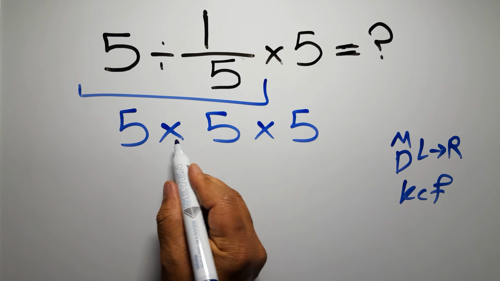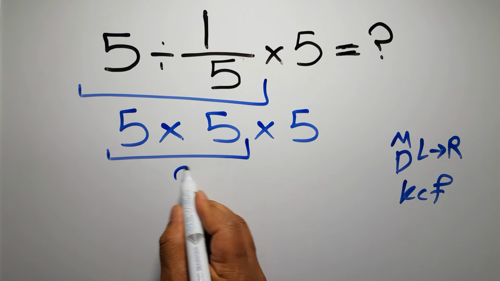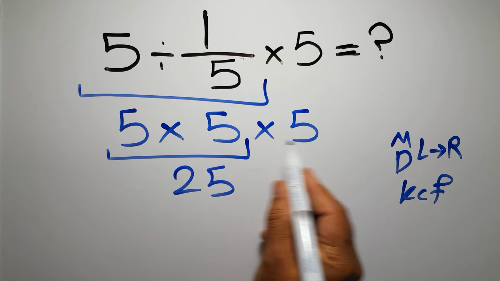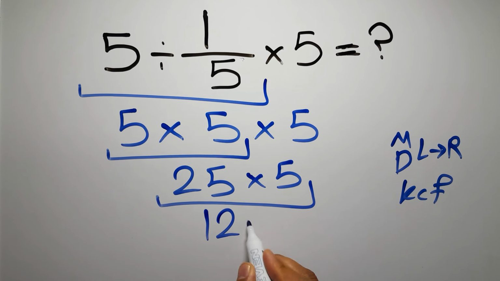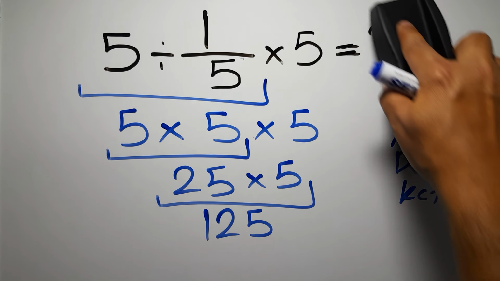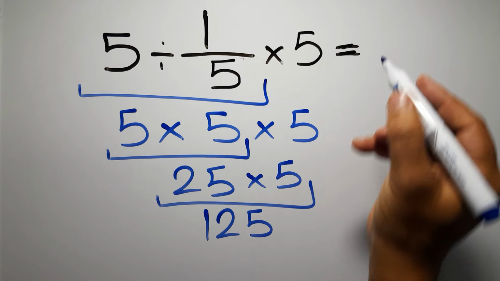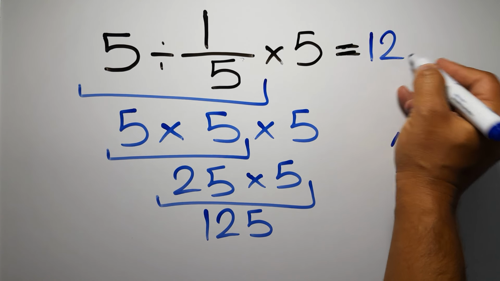So 5 times 5 gives us 25, and 25 times 5 equals 125. And this is our final answer to this problem. The correct answer is 125.